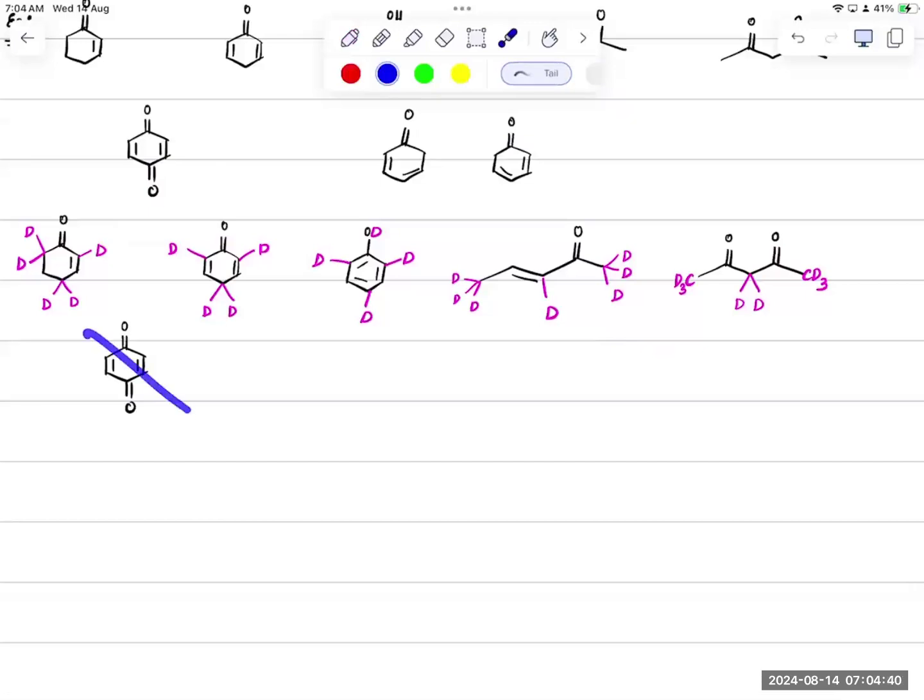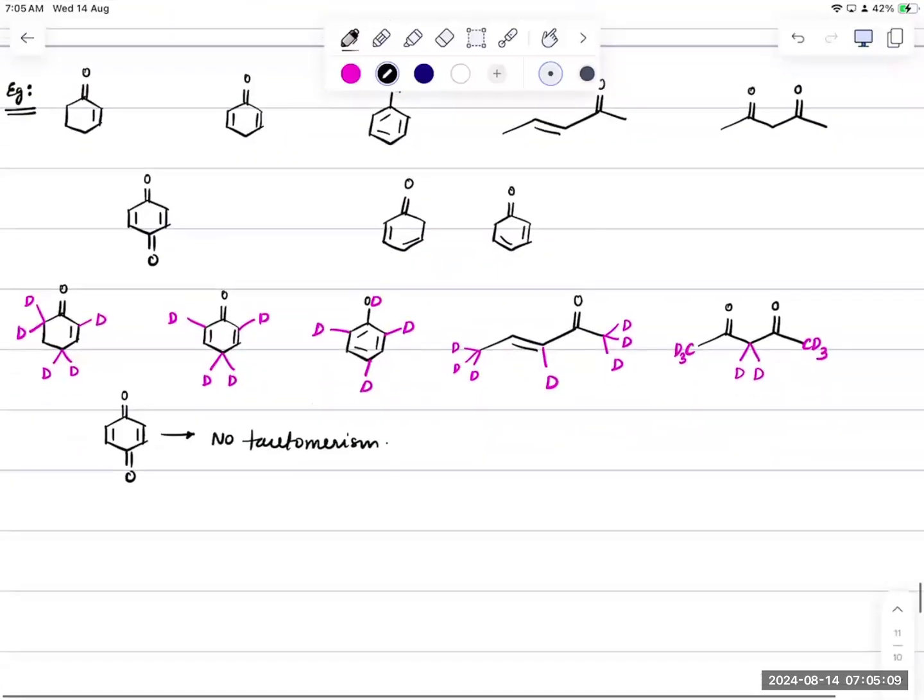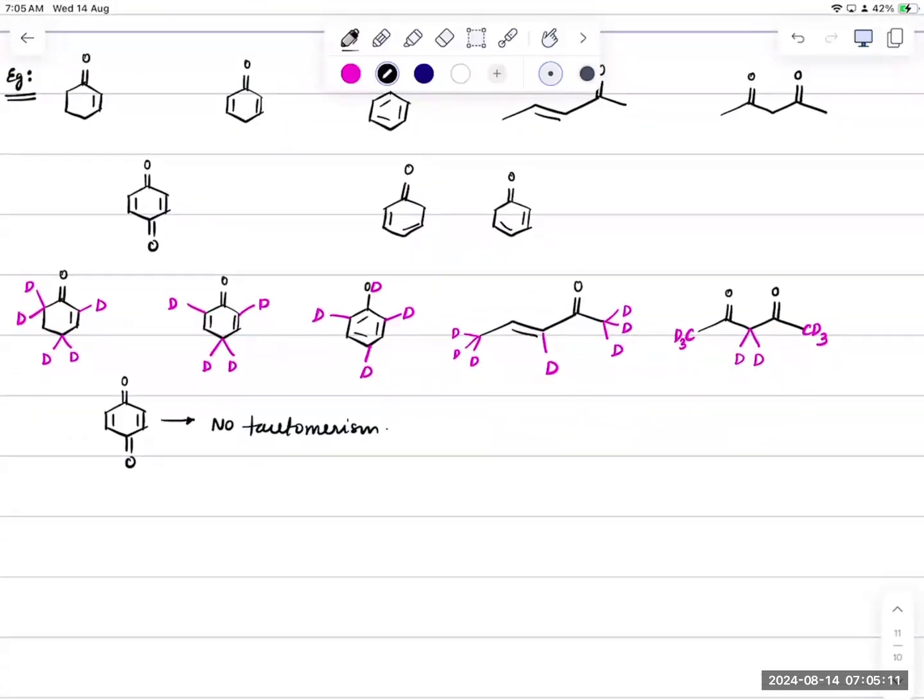And in the last case, no deuterium exchange because there is no tautomerism. So no tautomerism, no deuterium exchange. So keep this in mind. When there is no tautomerism, there is no deuterium exchange observed. Got it? Now this is the basis which we are expected to know. Based on that, we can develop the other cases. Let's see.